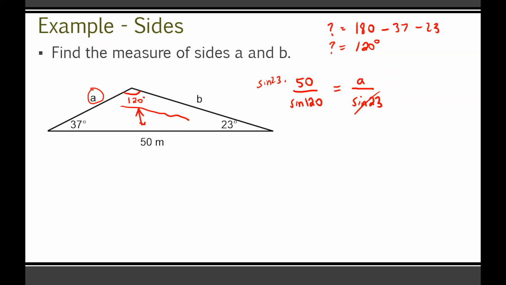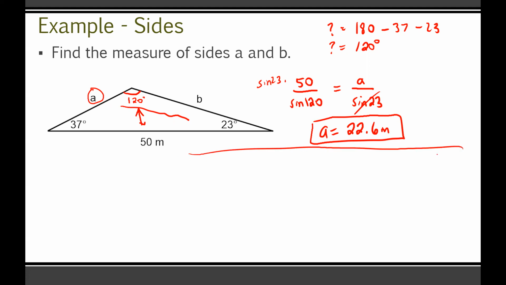Throw that in your calculator all in one go. So sine 23 and the bracket times 50. Get an answer and then divide that by sine 120. And I'll just round to the nearest tenth because why not? A is going to equal, to the nearest tenth, 22.6. 22.6, and I guess that's meters, so we should include a unit there. Nice. 22.6 meters. All right, so that's A done.